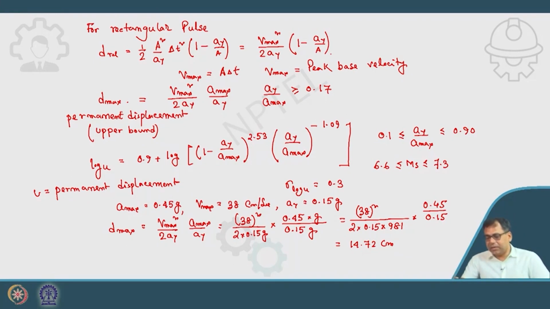Similarly, you can use the other expressions also if these conditions are satisfied: the surface wave magnitude is in between 6.6 to 7.3, and AY by A max is in between 0.1 to 0.9. I have used this expression, and I get the permanent displacement D max proposed by Newmark, which is 14.72 centimeter. Okay.